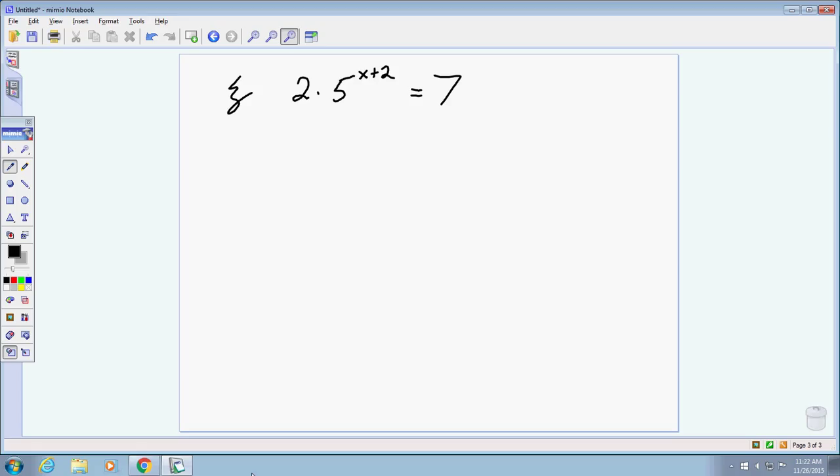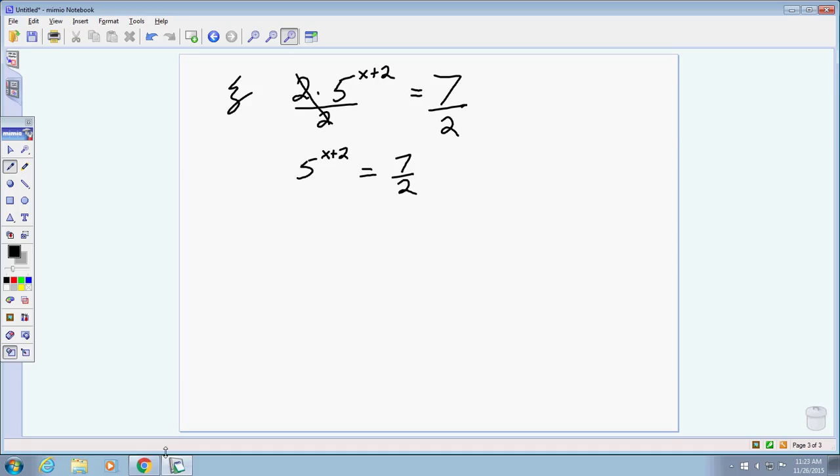So we've got to think about our rules that we kind of did before. Isolating the exponential function, right? That was one of the first things we talked about. So what do I got to get rid of here? The 2. So I got to isolate by getting rid of that 2 first. Now I don't have to, it just makes life a lot easier. So isolate the exponential function as much as you can. So then you're stuck with 5 to the x plus 2 equals 7 over 2. 3.5, ugh. Okay, stick with the fractions.